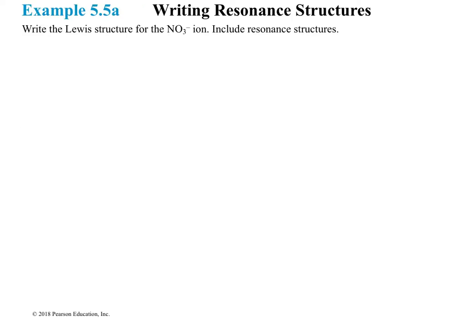So here we have nitrate ion. Let's draw the Lewis structure and we'll have the different resonance forms. So we have 5 plus 3 times 6 plus 1, so we have 24 valence electrons. So for nitrate we have N, 3 O's, and then we're going to fill in valence electrons: 2, 4, 6, 8, 10, 12, 14, 16, 18, 20, 22, 24.